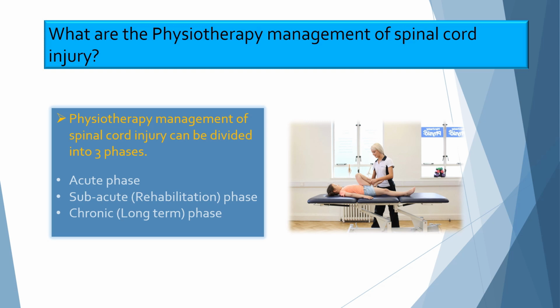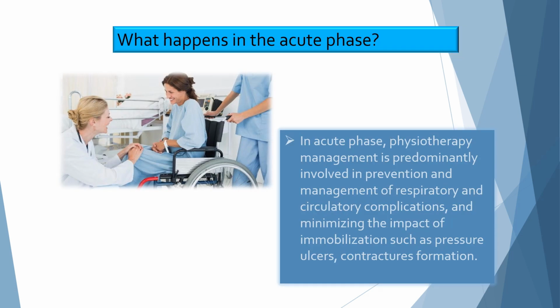Physiotherapy management of spinal cord injury can be divided into three phases: acute phase, sub-acute rehabilitation phase, chronic long-term phase. What happens in the acute phase? In acute phase, physiotherapy management is predominantly involved in prevention and management of respiratory and circulatory complications and minimizing the impact of immobilization such as pressure ulcers, contractures formation.